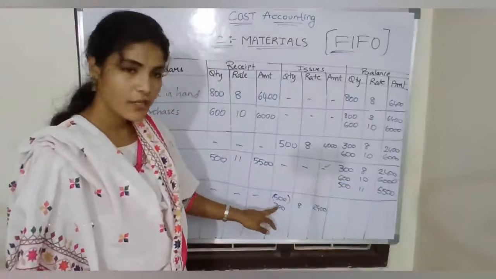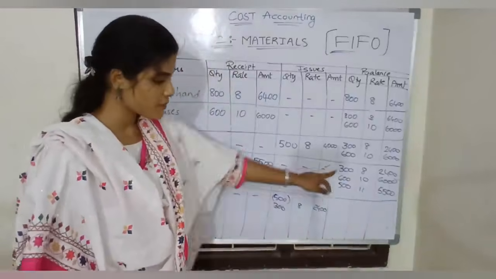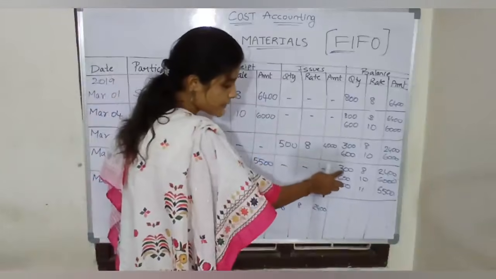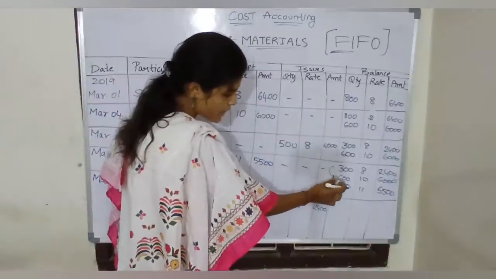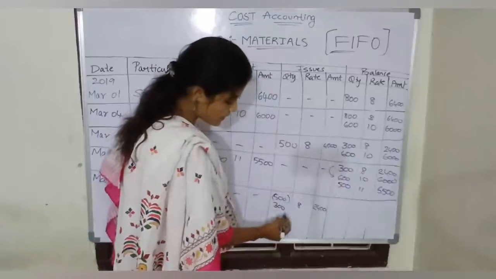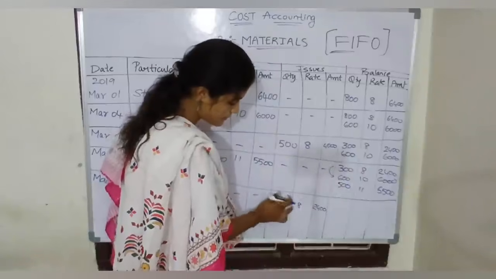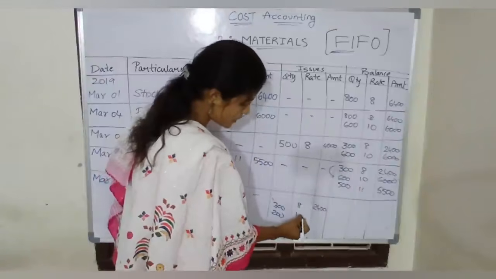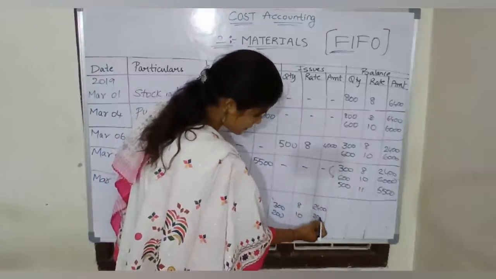Still how many units we want? We want 500. Now we have used 300 from the first lot. Remaining how much we want? 200. After completing this, go to the second one. Out of 600, you can use 200. So 200. What is the rate of that? 10. 200 into 10, 2,000.